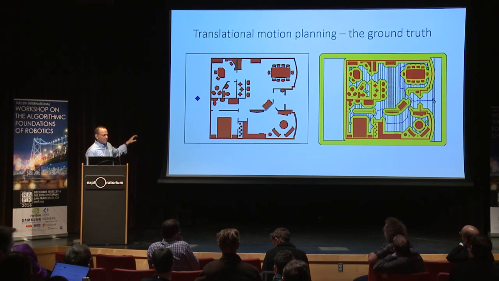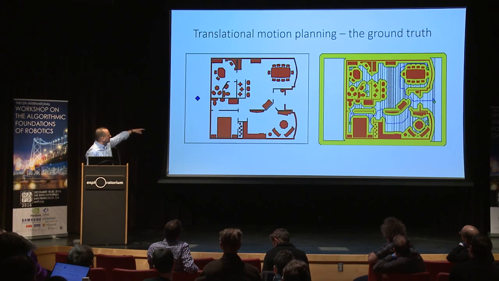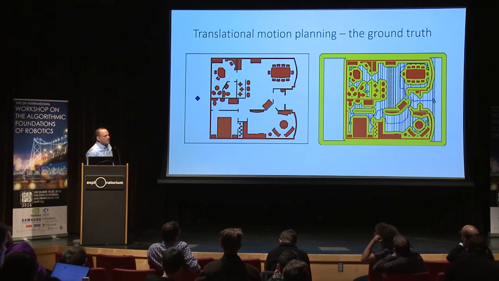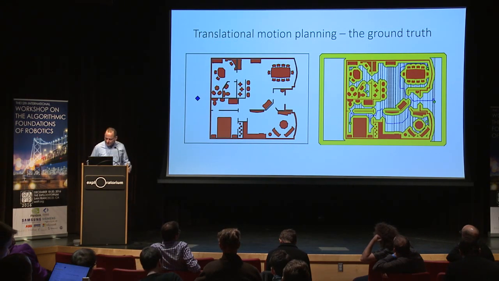It's the ground truth. Here is a diamond robot. It translates in this apartment. You see the Minkowski sum on the other side, and it can tell you exactly how it can go from any point to any other free point. You have these extra dotted black lines. These are the vertical decomposition that makes it easy to plan the motion in the free space.